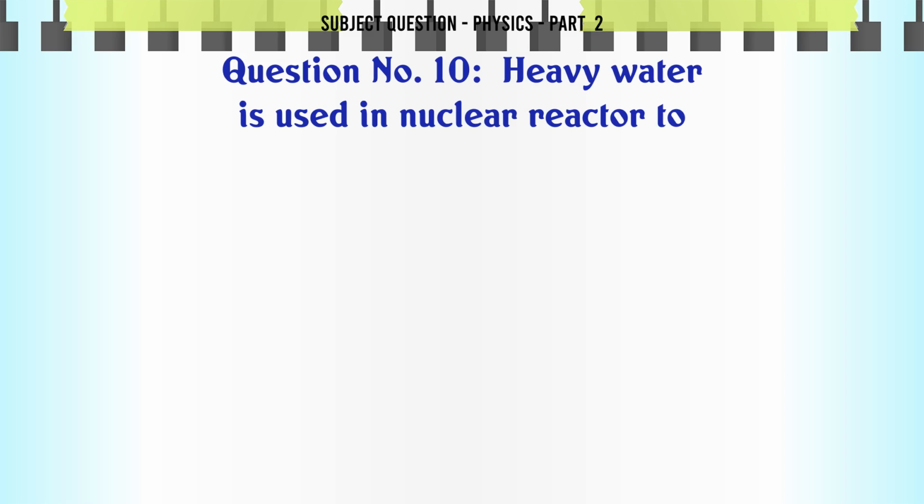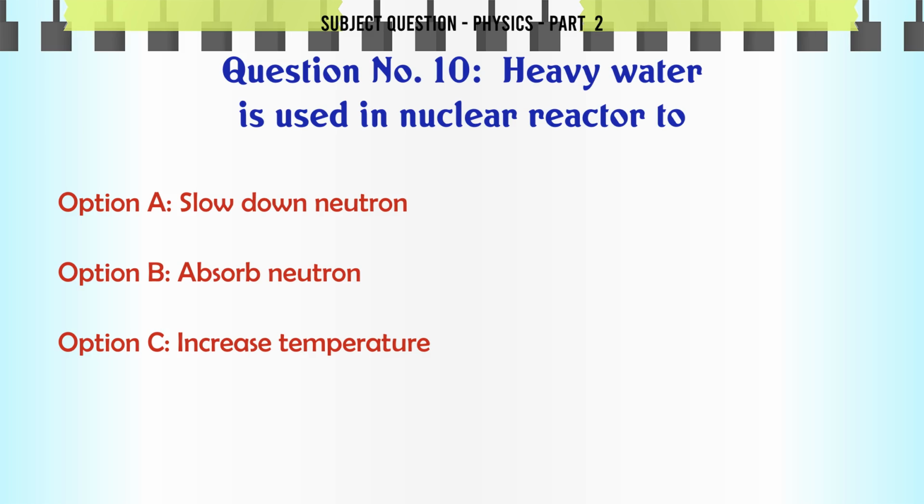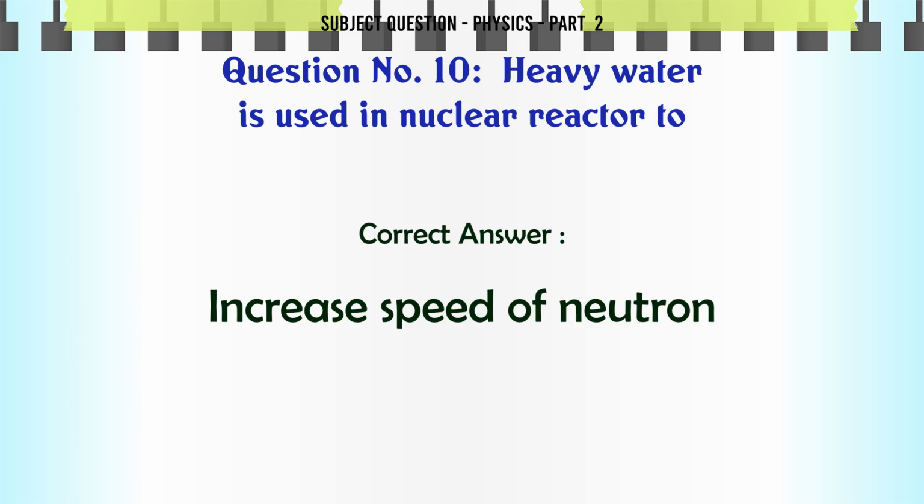Heavy water is used in nuclear reactor to: A. slow down neutron, B. absorb neutron, C. increase temperature, D. increase speed of neutron. The correct answer is increase speed of neutron.